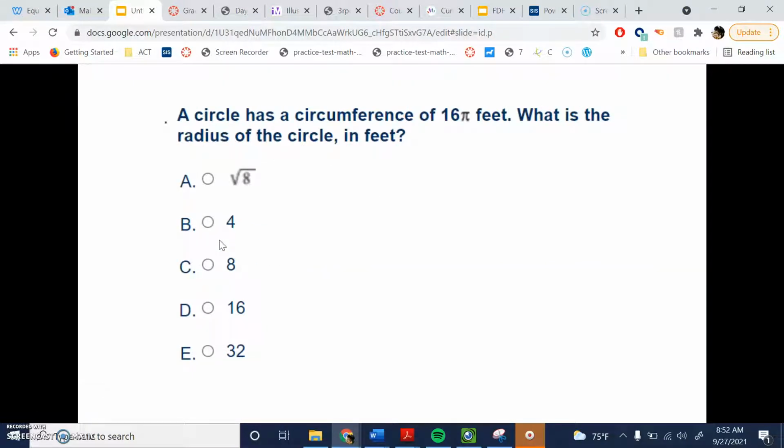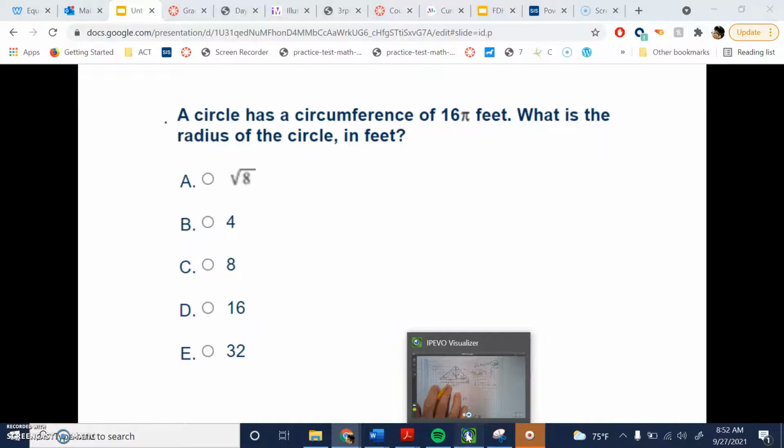Circumference. What's the radius? What do you think it's going to be? I don't even know. Ready, set, go. All right, this one you got to know your formula.